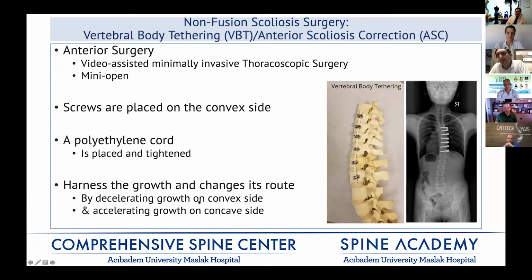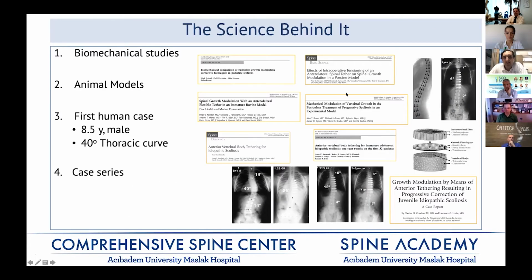So let's see the other example of how we can modulate the growth. It's called vertebral body tethering. What we do is we place screws on the convexity side of the curve, and then there is a tether or a band which we tighten to apply compressive forces directly on the vertebral body. There have been very big biomechanical studies, animal models, and science behind it after the first human cases, and now today we are doing the case series.